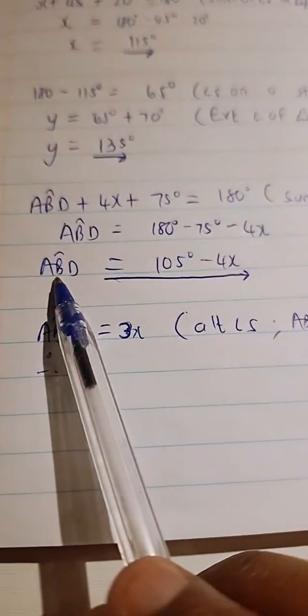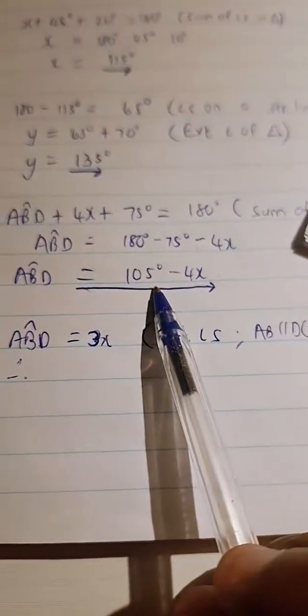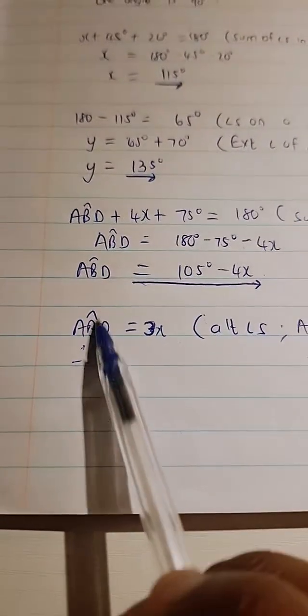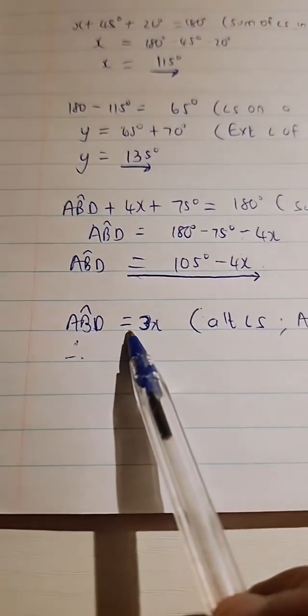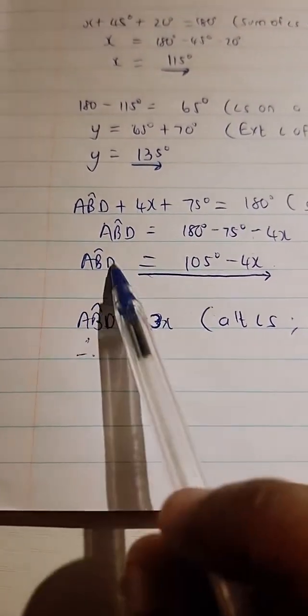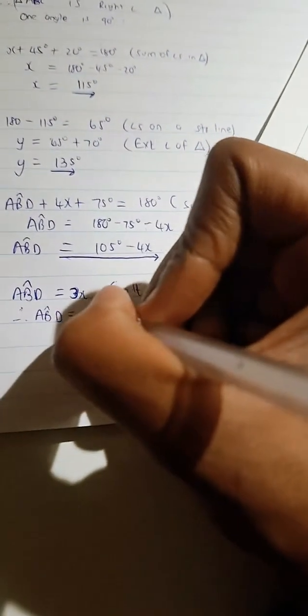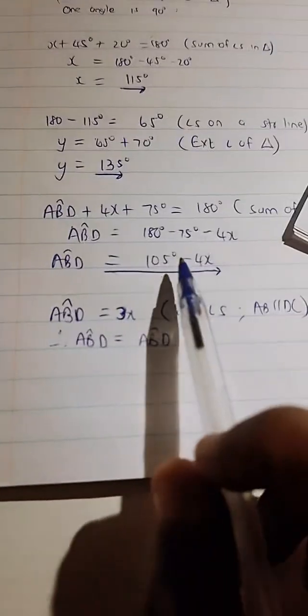But remember, earlier on we got ABD in terms of x using the sum of angles in this particular triangle. When you said 180 minus 75, we got this angle to be 105 degrees minus 4x. So we have two expressions in terms of x for angle ABD. That means angle ABD is equal to the other angle ABD, because they are the same thing. So we can say 3x, which is this angle ABD, is equal to 105 degrees minus 4x.